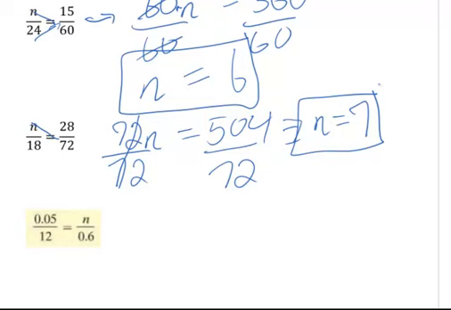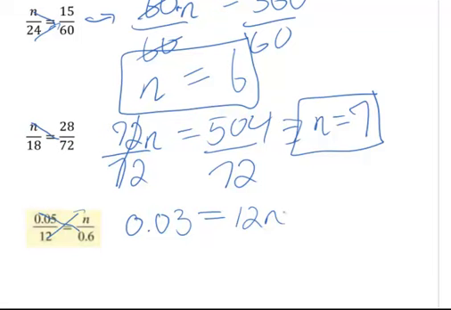All right, so let's take a look at the next problem. Again, I'm going to do the same process that I've been doing. I'm going to go ahead and cross multiply. So I'm going to take 0.05 times 0.6. That's leaving me with 0.03 equals 12 times n, which is 12n.